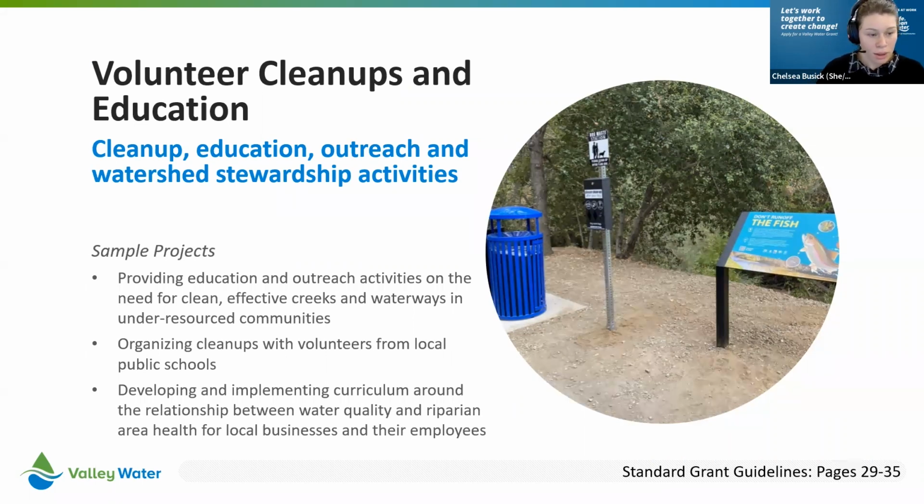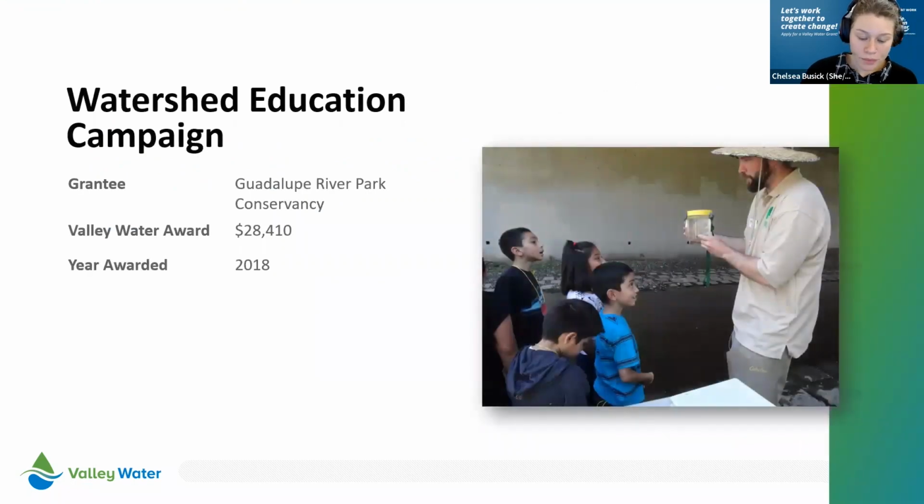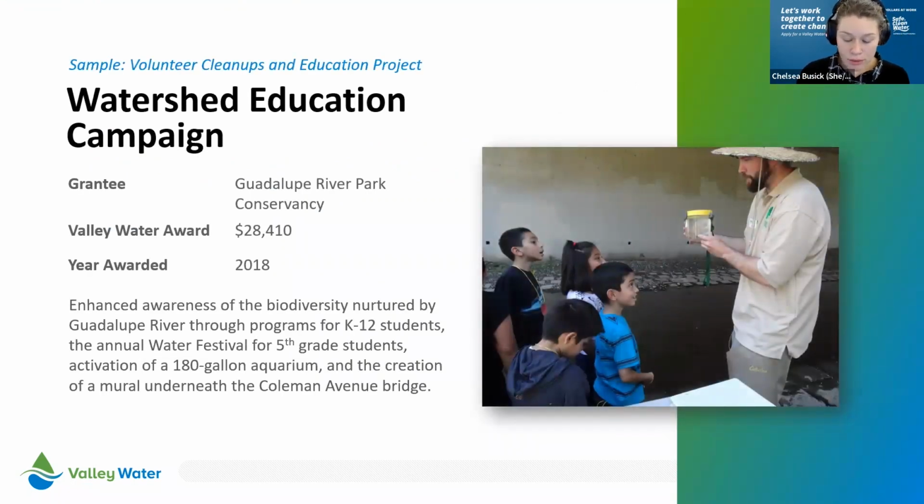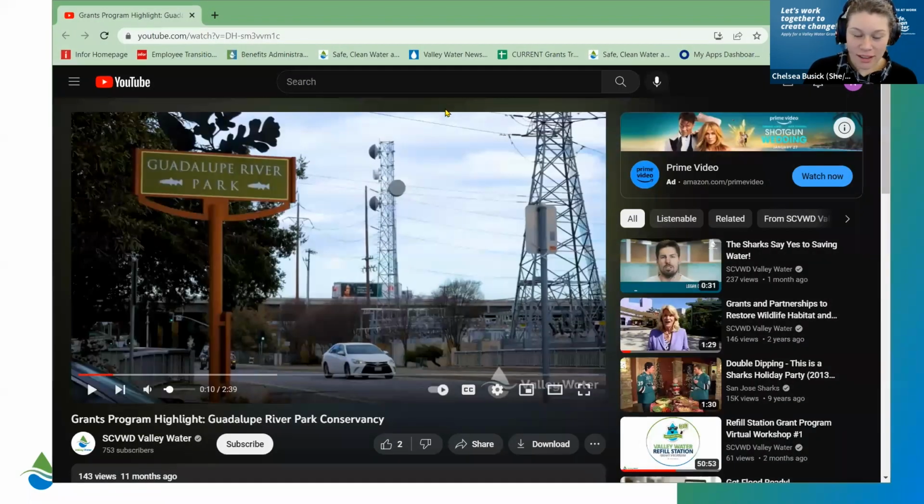Sample projects include providing education and outreach activities on the need for clean, effective creeks and waterways in under-resourced communities, organizing cleanups with volunteers from local schools, and developing and implementing curriculum around the relationship between water quality and riparian area health for local businesses and their employees. An example of a previously awarded volunteer cleanups and education project is the Guadalupe River Park Conservancy Watersheds Education Campaign. We're now going to play a short video of the highlights of that project.